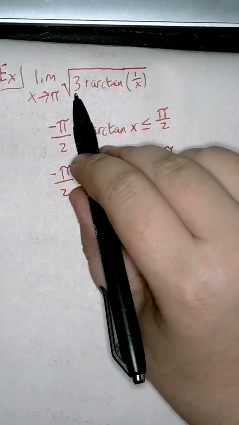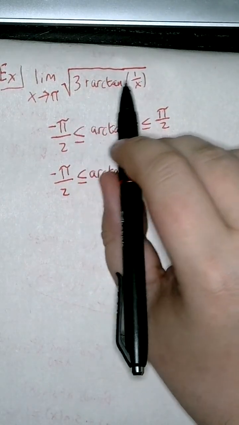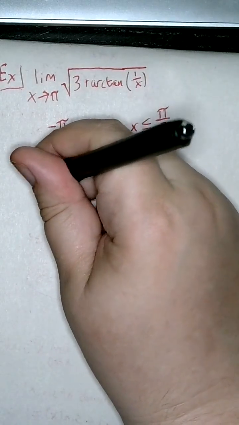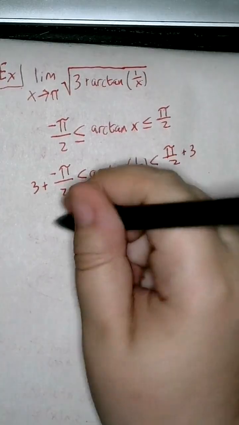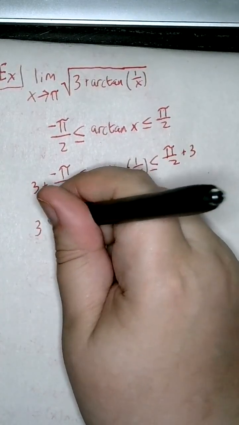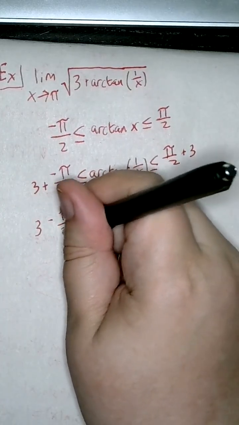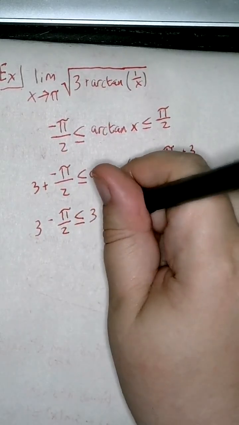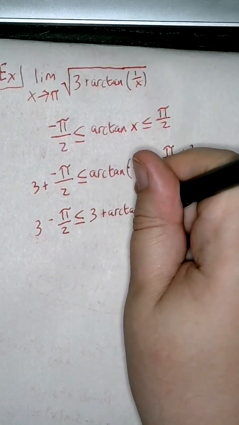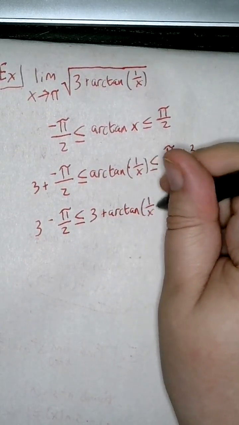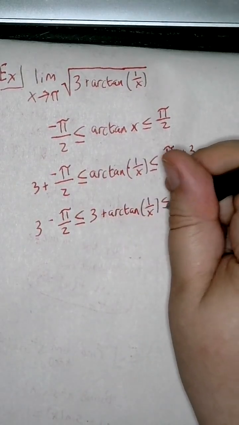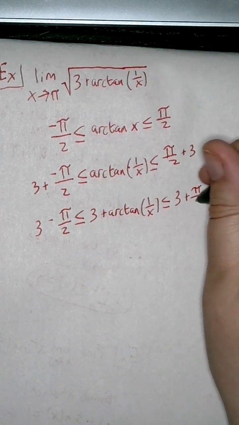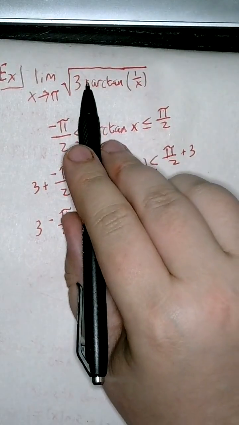So now I'm going to go ahead and add. So I'm adding 3 here. So I'm going to add 3 to both sides. So I have plus 3, plus 3. So this is going to be 3 minus pi over 2 is less than or equal to 3 plus arctan of 1 over x is less than or equal to 3 plus pi over 2.